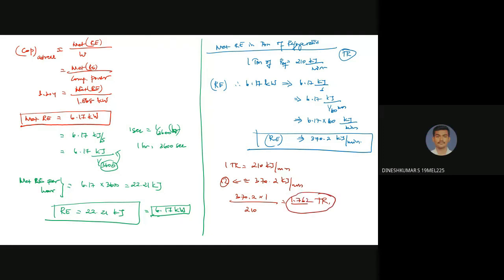So the cooling effect may be 1.762 TR, 370.2 kilojoule per minute, 6.17 kilowatt, 22.21 kilojoule. Yeah, kilojoule per hour, I forgot to mention, it is per hour. Okay, you understand how the units of refrigeration are categorized with the help of kilojoule per minute, kilojoule per second, kilojoule per hour, or kilowatt.